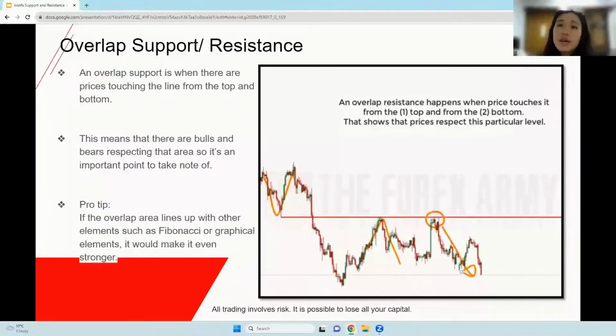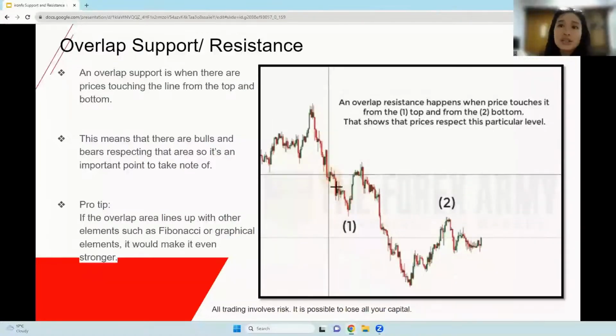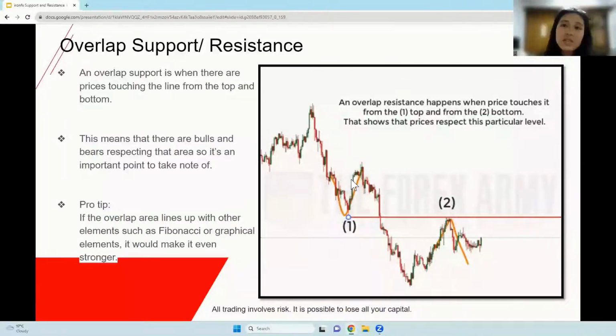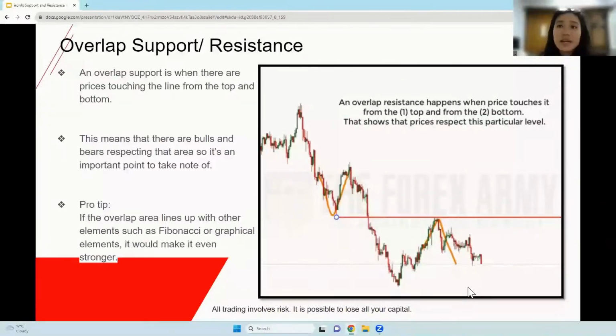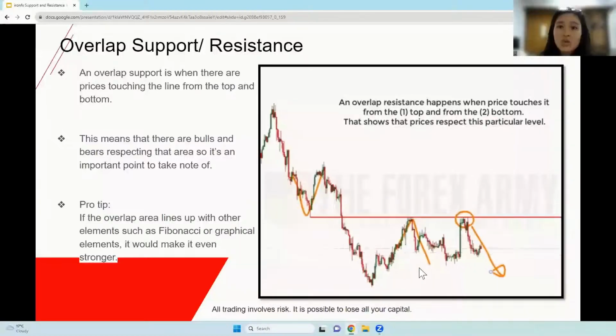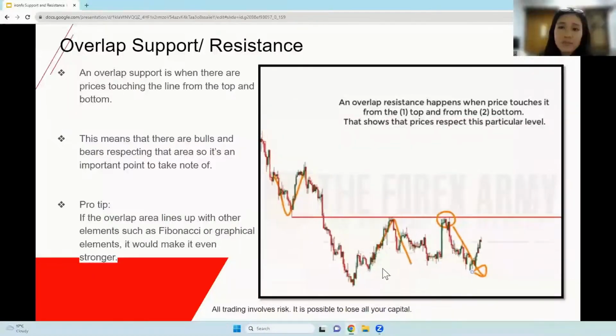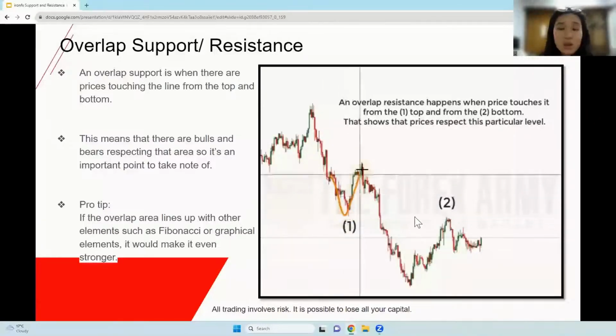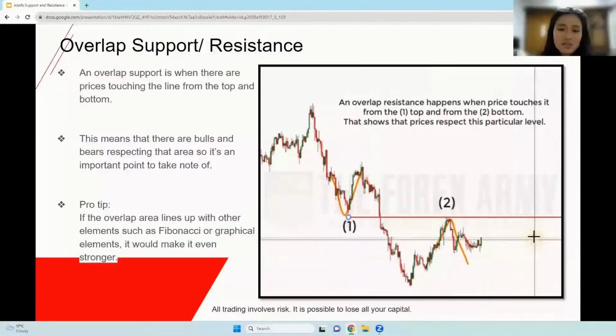So in this GIF, an overlap resistance happens when price touches it from the first point, which is over here, and from the bottom, which is here. Basically, when there is a swing low and a swing high that line up nicely in the same area, that's what an overlap level is. Whether it is a resistance or a support depends on where the latest point touches the line. If it touches it from the top, it is a support. If it touches it from the bottom, then it's a resistance.